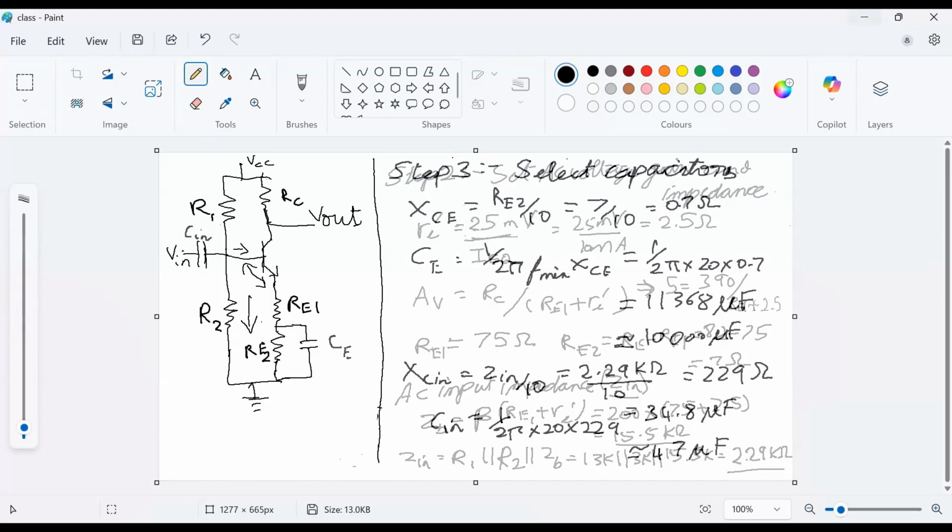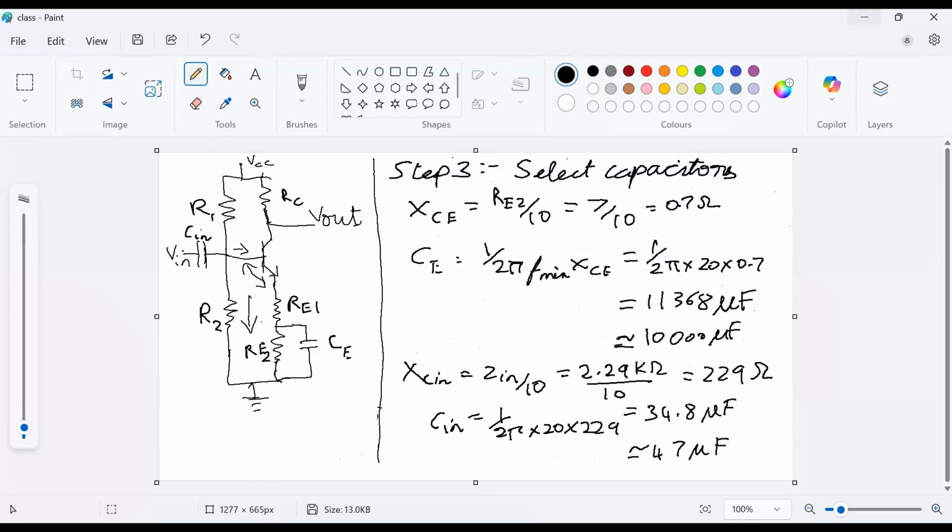In step 3, we are going to select the capacitor values for the CE amplifier. In order to select the capacitors, we are first calculating the capacitive reactance for the emitter capacitor. There is a thumb rule of choosing this reactance to be 1 by 10th of RE2. Since RE2 is 7 ohms, we are doing 1 by 10th of 7 ohms, which gives 0.7 ohms.